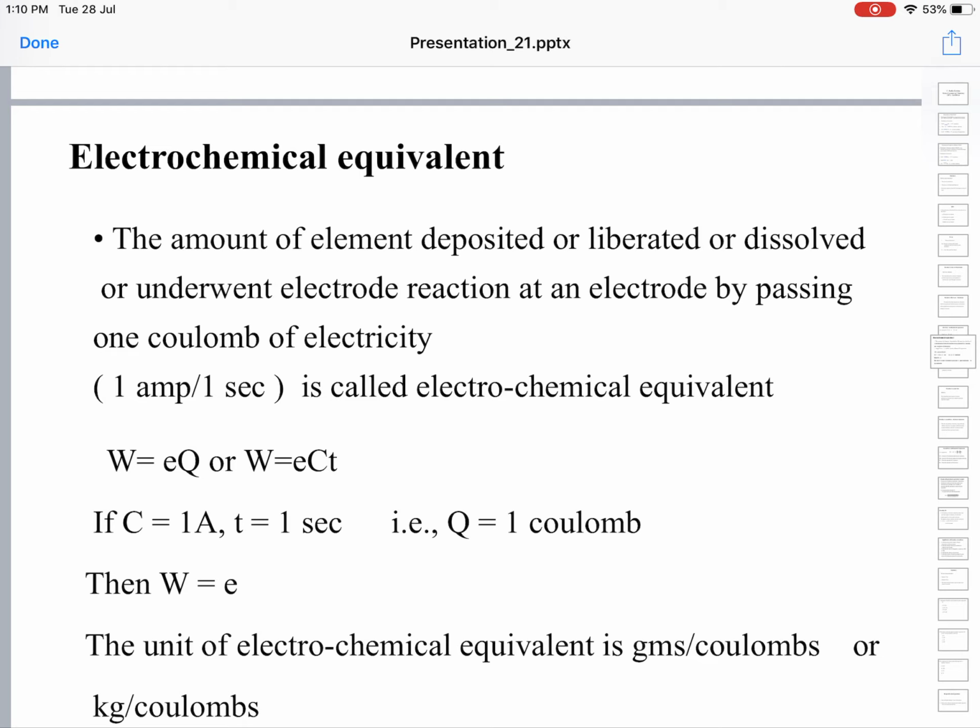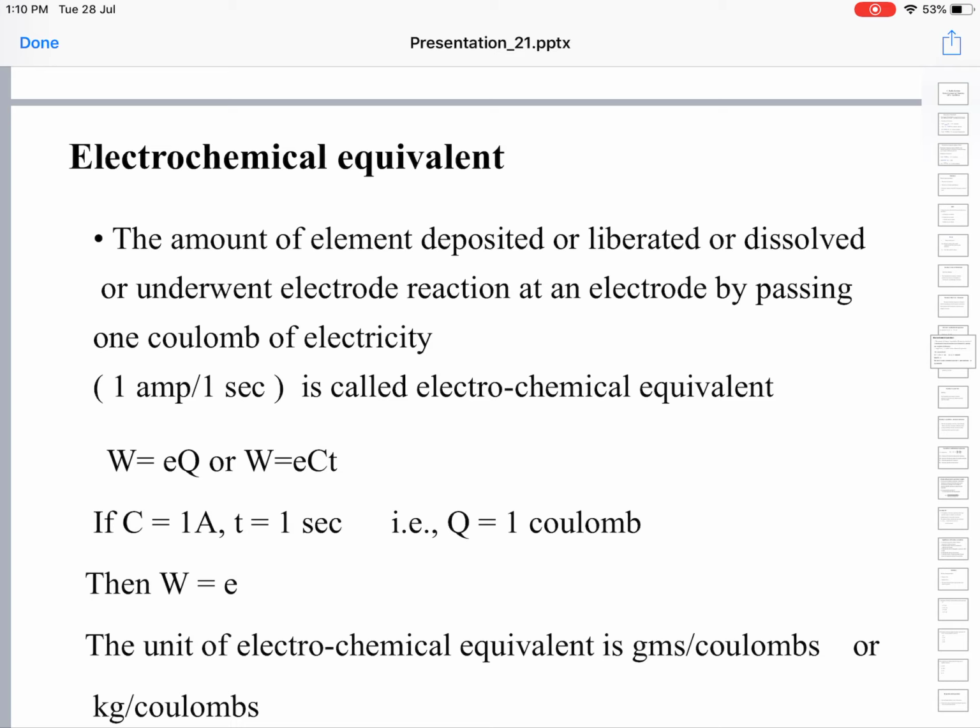If C is equal to 1 amp and T is equal to 1 second, that is, 1 ampere of electricity is passed just for 1 second, then W is equal to E into 1 into 1. W becomes equal to E. Multiplied by 1 will not change its value. So W is equal to E.